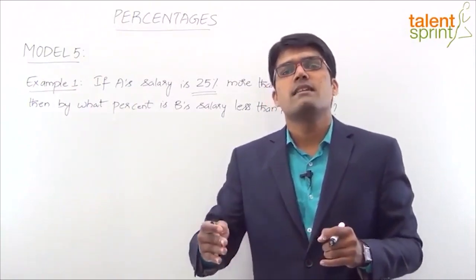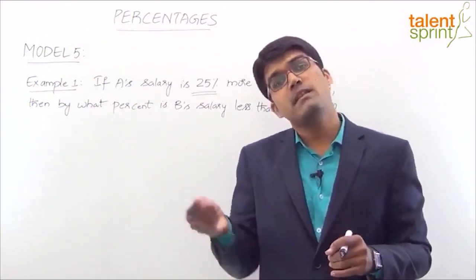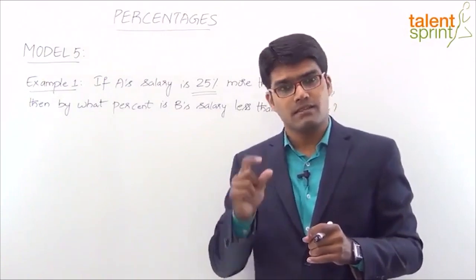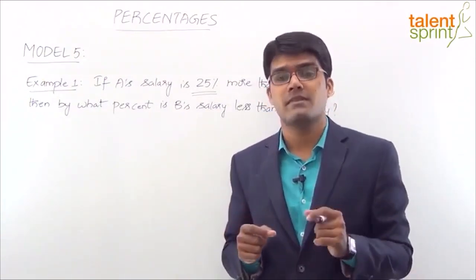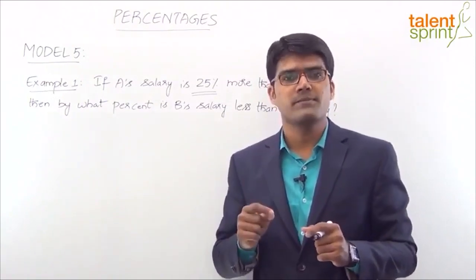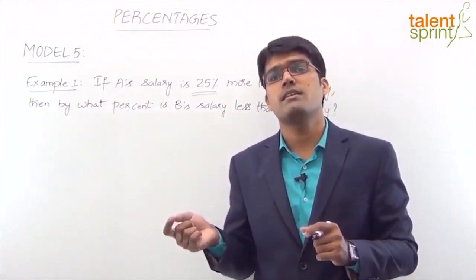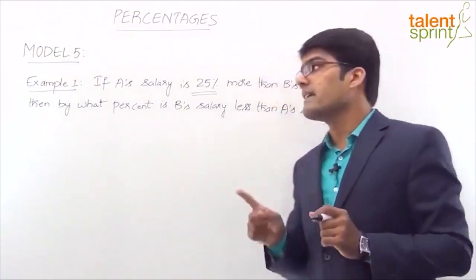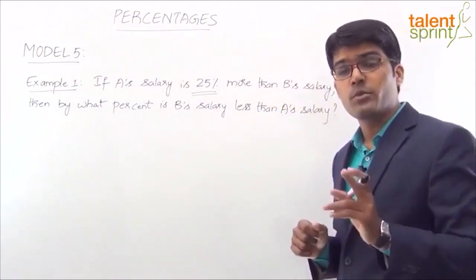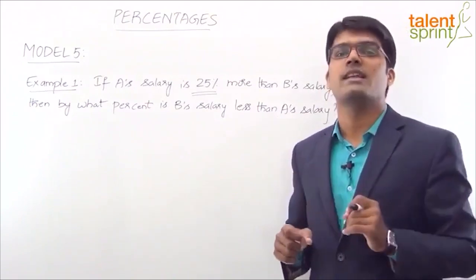See, if A is, let's say, 30 rupees more than B, then B will be 30 rupees less than A. Absolute values will always satisfy this, but percentage values will not satisfy this point here, right? If A is 25% more than B, it does not mean that B is 25% less than A. It will be something else. So let's understand how to solve this question, right? Point to be noted is 25% less is not the answer.